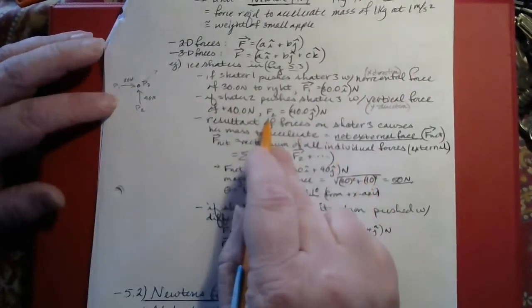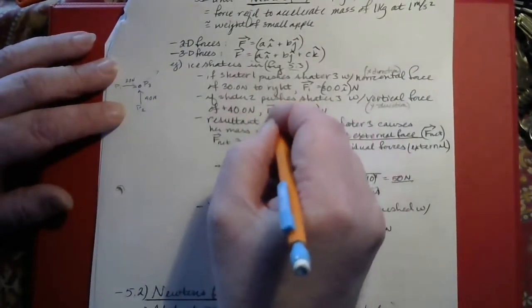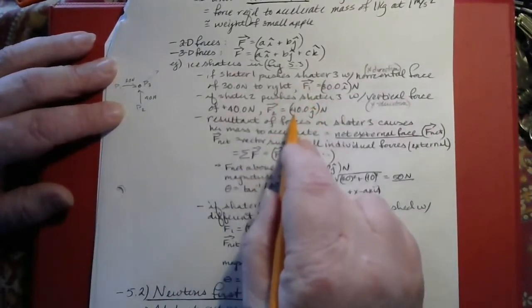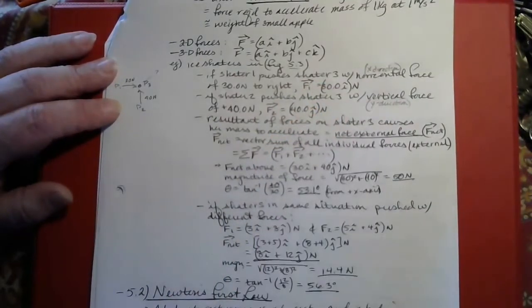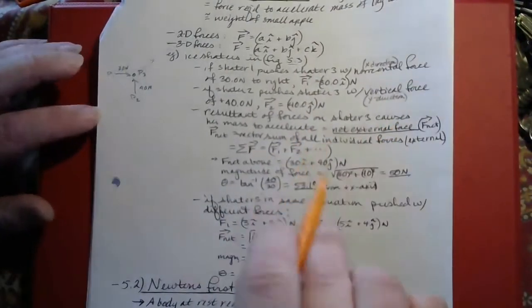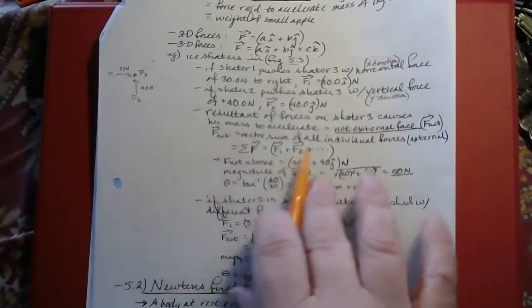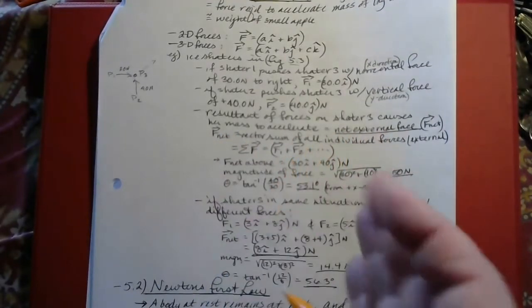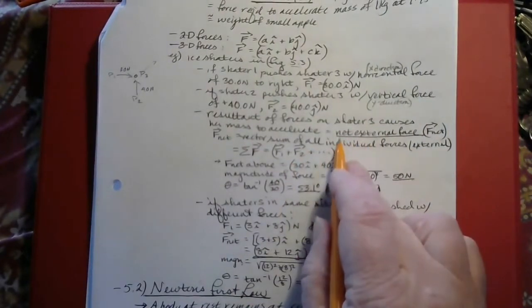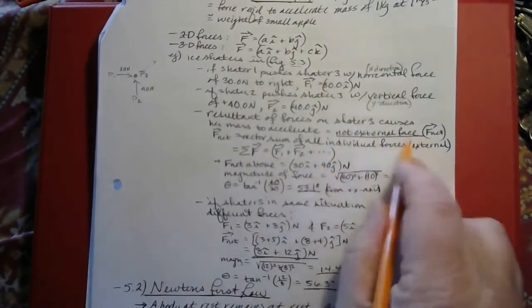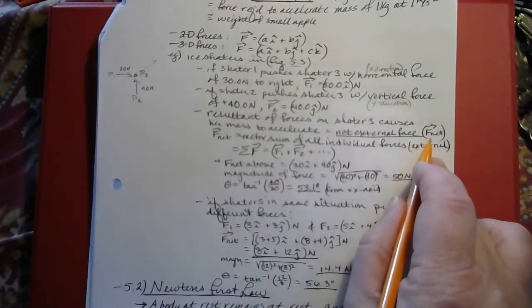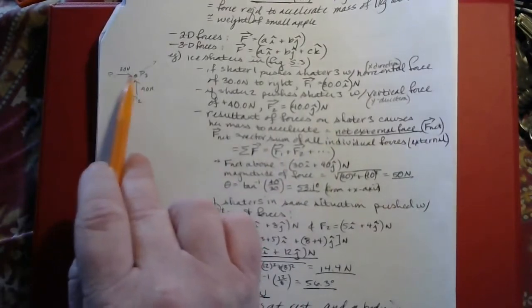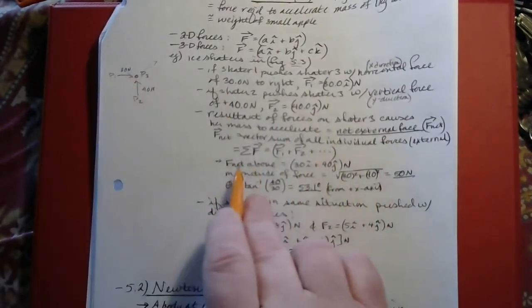newtons. Then F2 would be 40 times unit vector j newtons. And the resultant of the forces on skater 3 causes her mass to accelerate. She has a certain mass. Those forces will cause her mass to accelerate. And the forces on her would be known as the net external force. So that would be the total of F1 and F2.